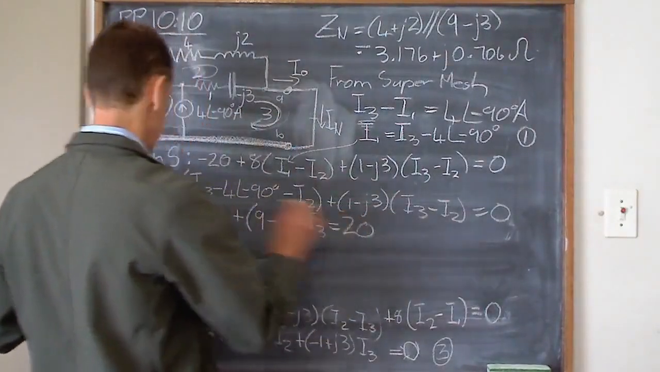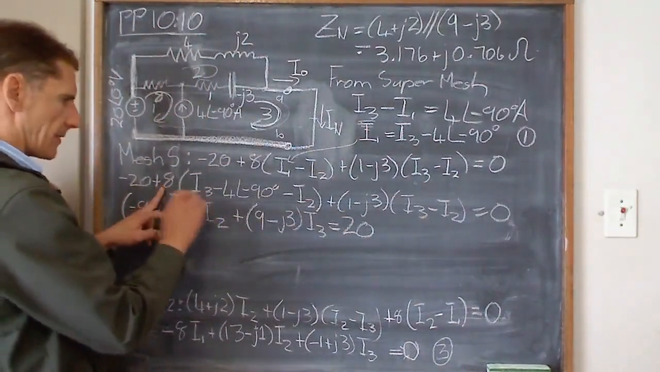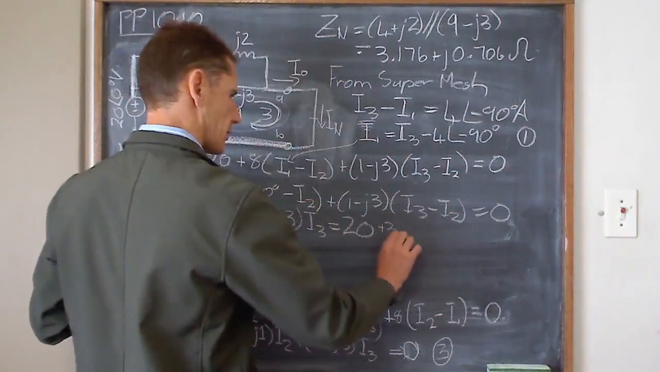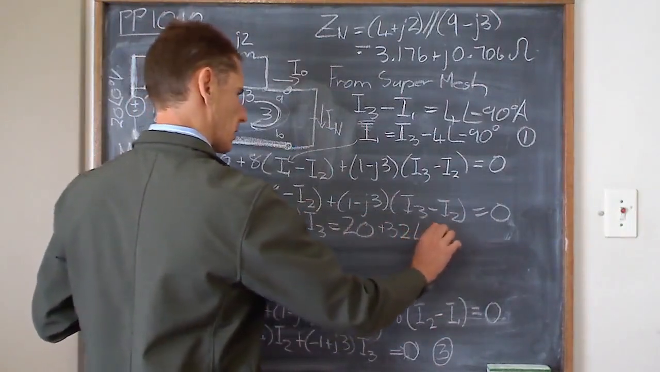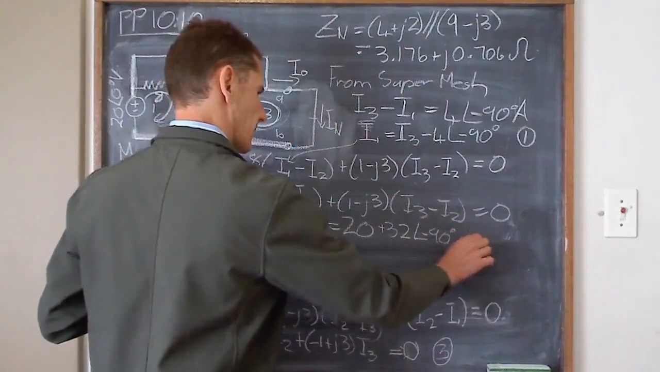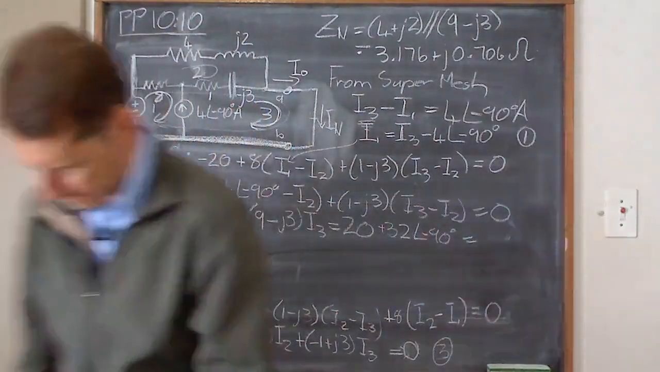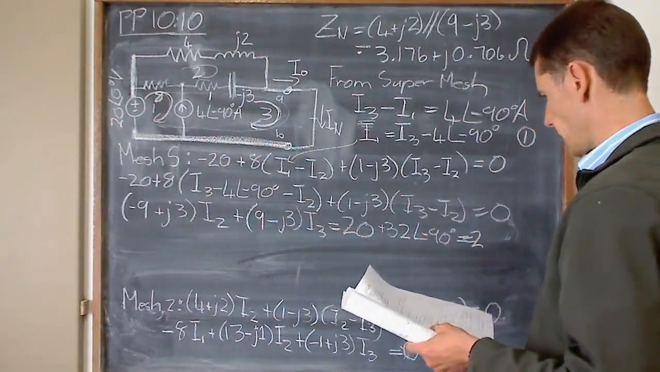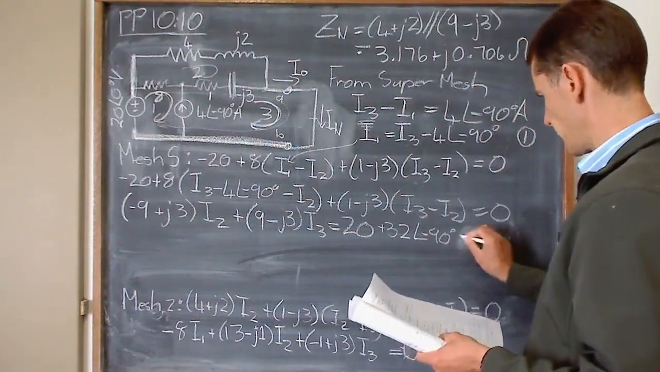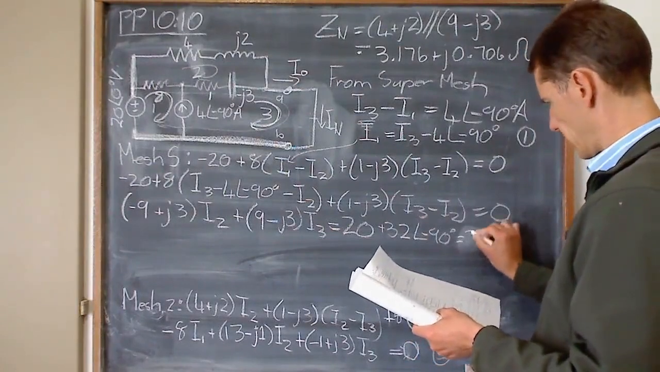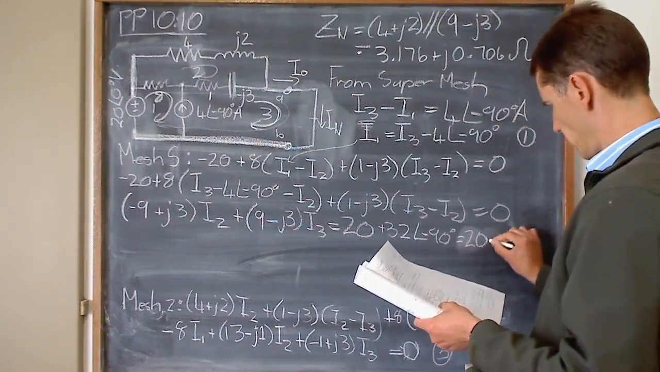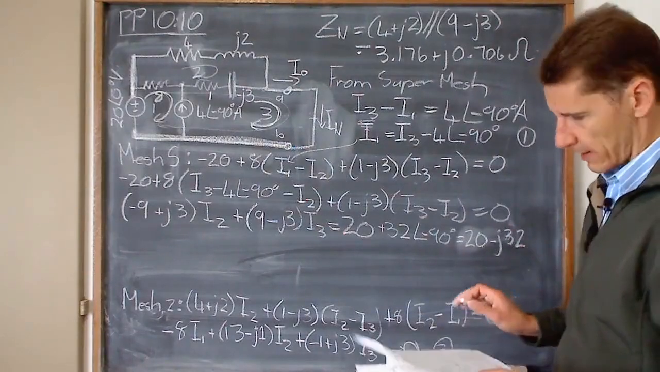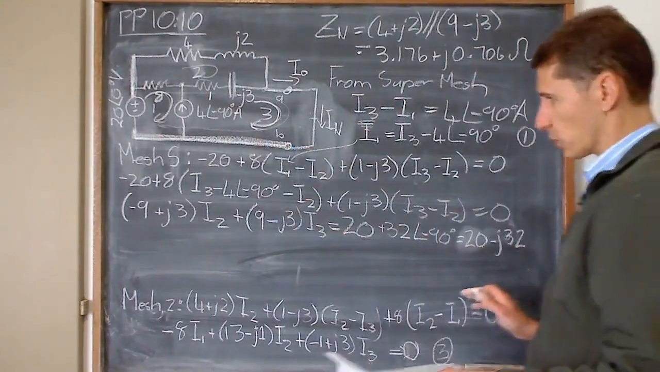now all the constants need to go to the other side, which is that 20 needs to go over, and this 8 times 4, which is a 32, so plus 32 angle minus 90 degrees equals, let me just write that a bit clearer, that equals a 20 minus j32. Okay, but I still don't have I2 equals.